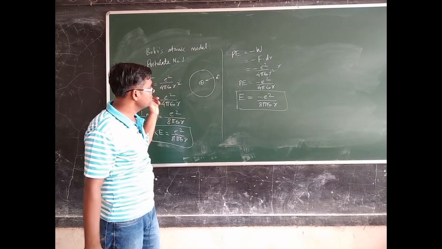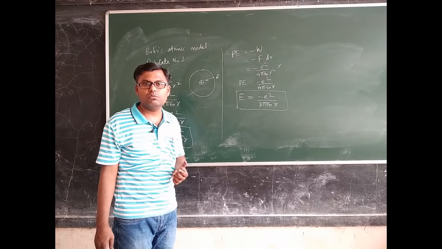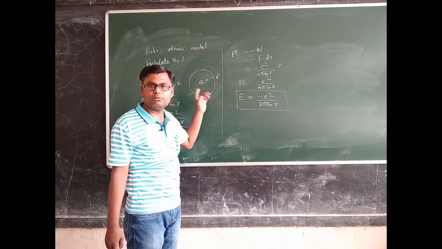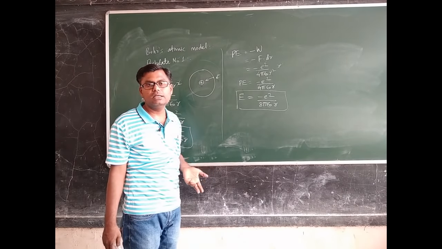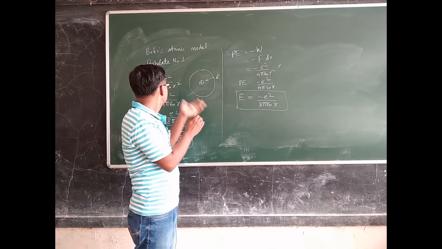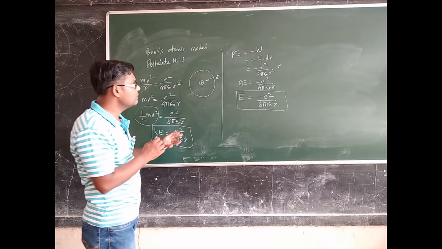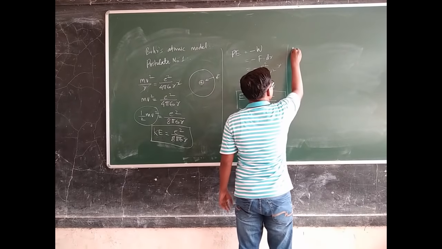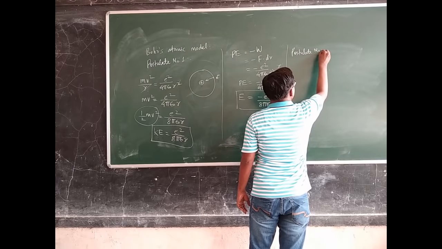Now the second postulate is again very important, because in the Rutherford atomic model, we have just seen that if the electron is revolving around the nucleus, it means that this is an accelerated motion, and an accelerated charged particle should emit radiation. In order to solve this difficulty, Bohr has introduced another postulate. So we have to see postulate number 2.